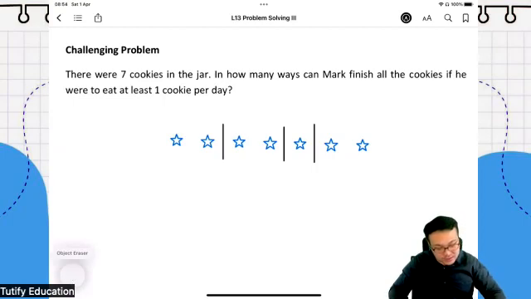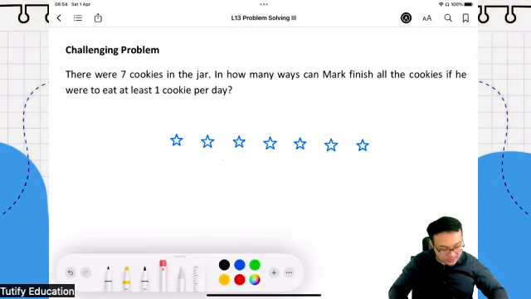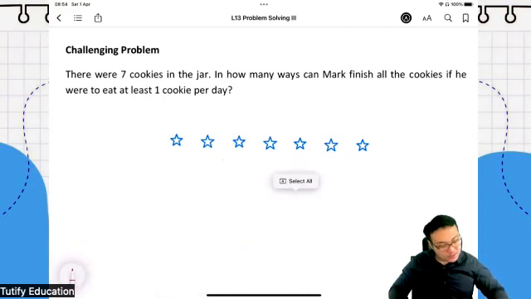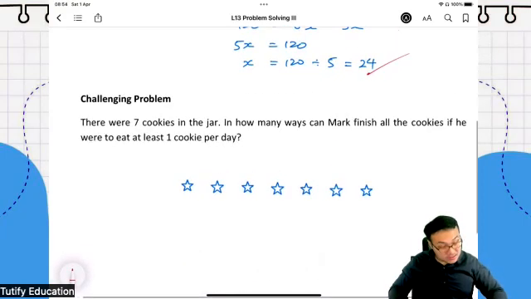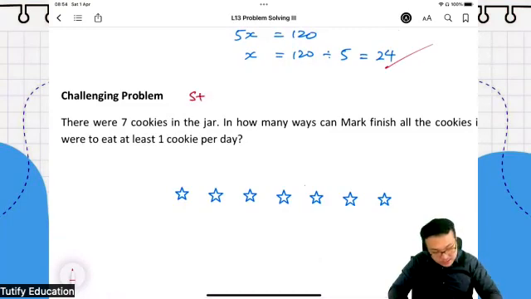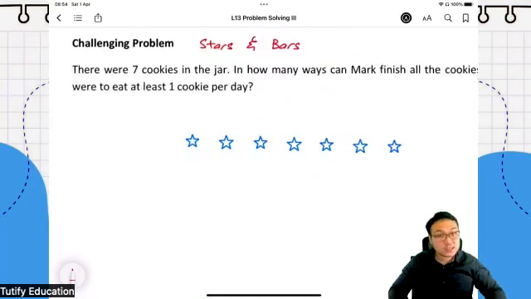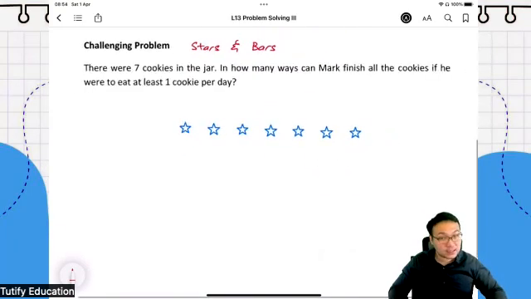So students, as you can see, I'm using stars and bars to represent how I eat my cookies. This method is actually called the stars and bars technique. Okay? It's called the stars and bars technique.